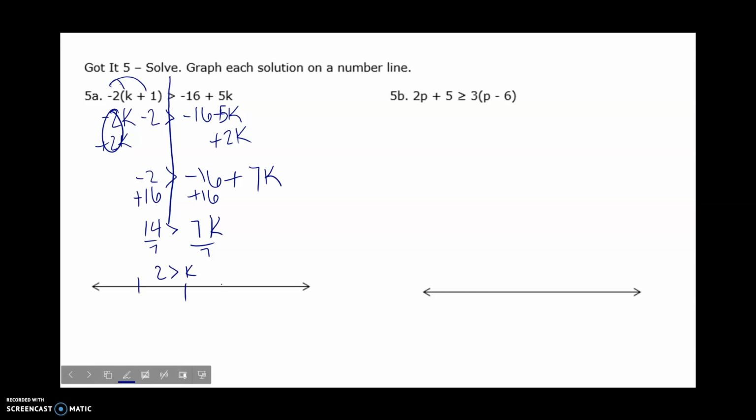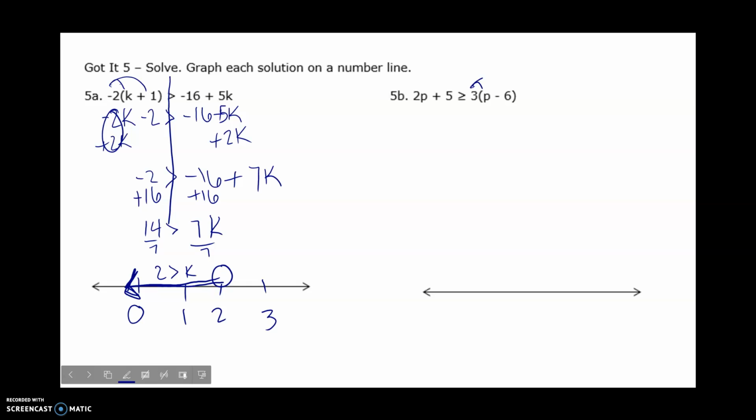When I go down to my number line, 0, 1, 2, 3, open dot, and 2 is greater than k, k would be smaller. So thinking of what values I would put in here, our line needs to go to the left here, because 2 is greater than 0 would make sense.